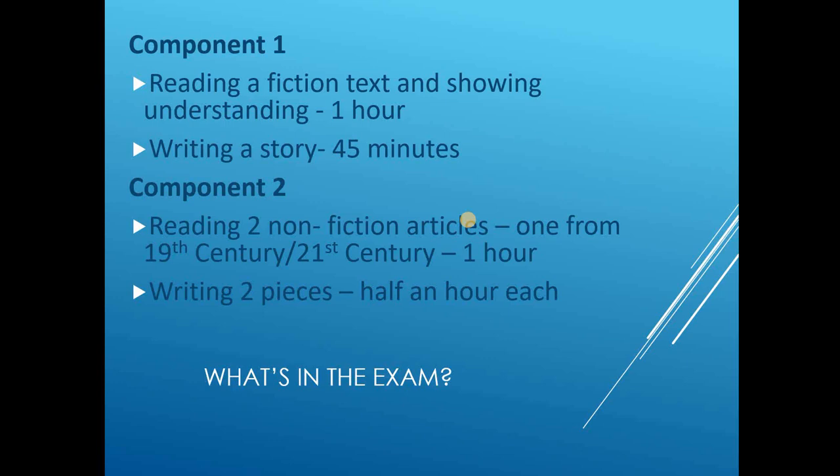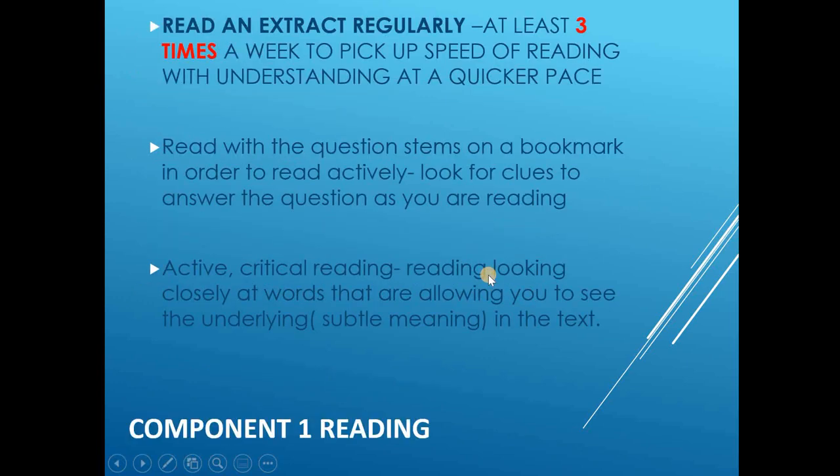But what you do need to remember for component 2 is you've got 2 pieces of writing to write, and you must make sure you write for both of them. So how do we revise for English? Well, you read an extract from fictional writing at least 3 times a week. Why? To pick up speed, to be able to read at a quicker pace and assimilate the information that's in the text. If you can do this, you'll save vital time for actually writing your answer down.